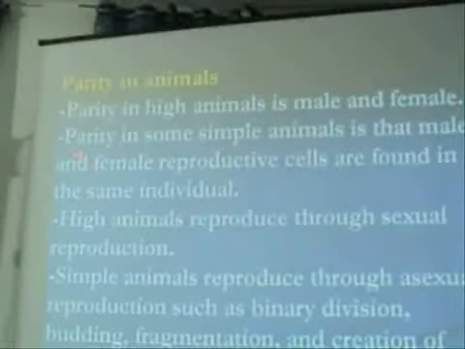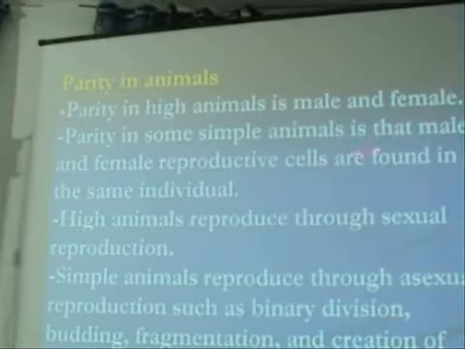Parity in some simple animals is that male and female reproductive cells are found in the same individual. Say an animal, like a worm, or any animal, but not male and female, just one individual. There is no male, nor female. But the reproductive cells that represent the sex exist in the same individual.